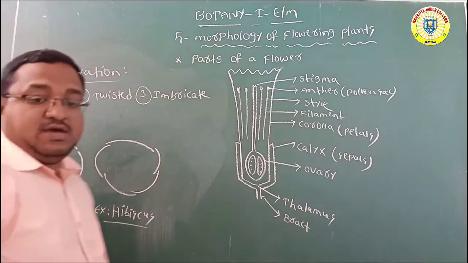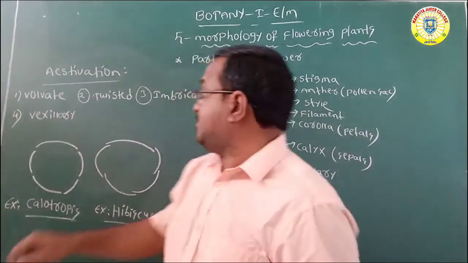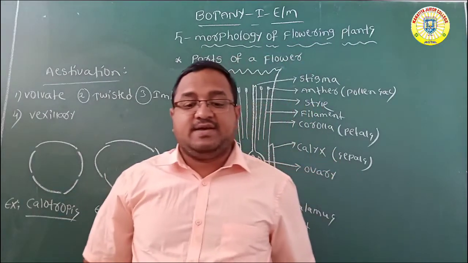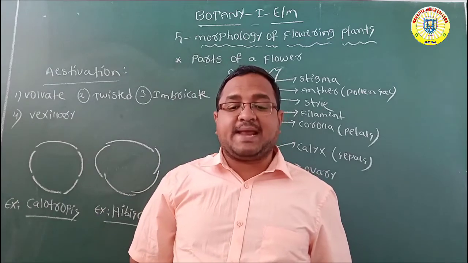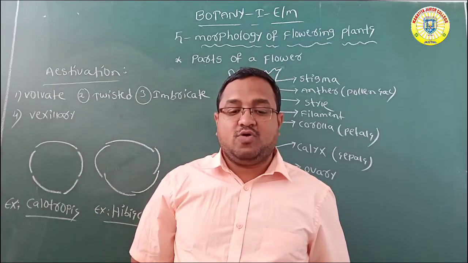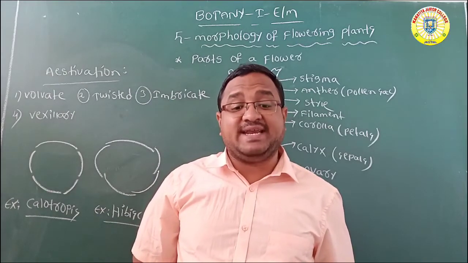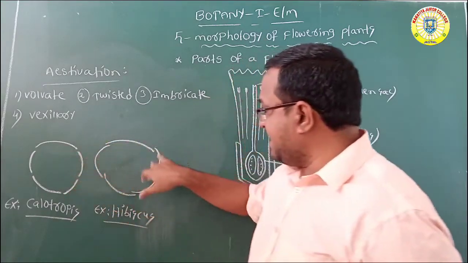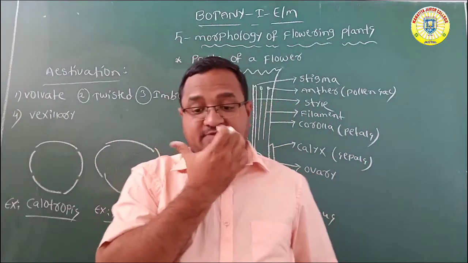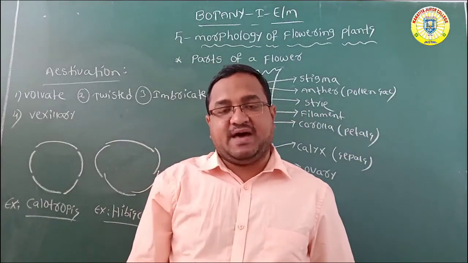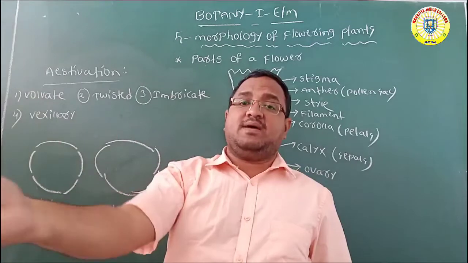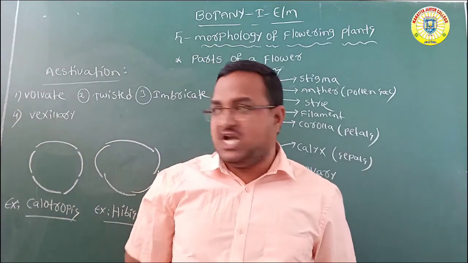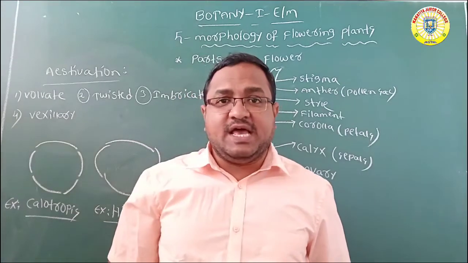Next, what is imbricate? In imbricate, the margin of one sepal or petal overlaps another but not in any particular direction. Overlapping is there but not in any particular direction. If the margin of one sepal or petal overlaps another one but not in a particular direction, that type of aestivation is called imbricate aestivation.